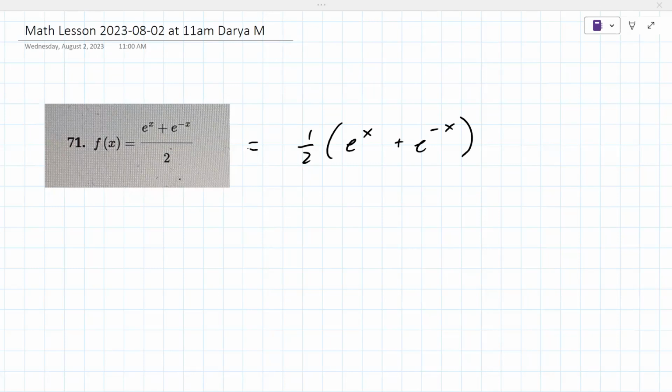e^(x/2) minus e^(-x/2). Good. So that's the derivative.